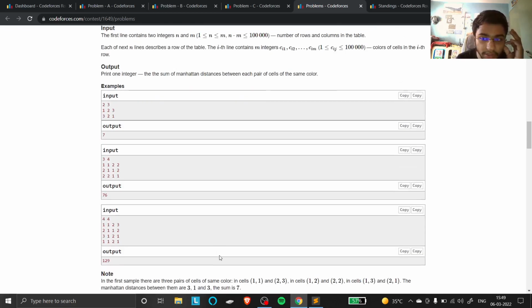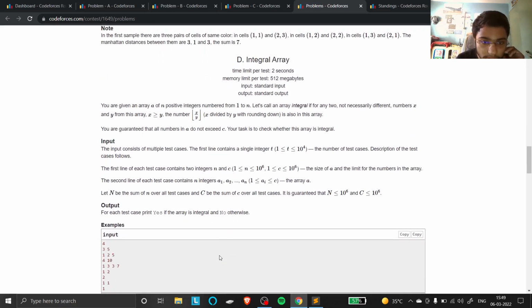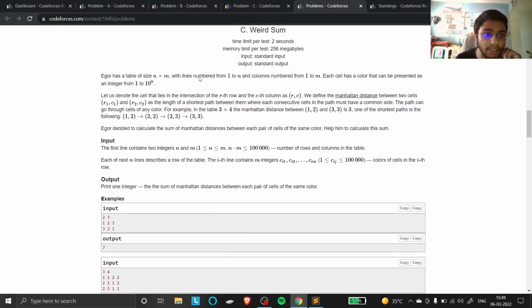Let's see this question, C1. The question is saying: the first line of input has the number of rows and columns. Each next line, the ith line, contains m integers, the color of the cells in the ith row. The next n lines describe the rows of the table. Print one integer, the sum of Manhattan distances between each pair of cells of the same color.